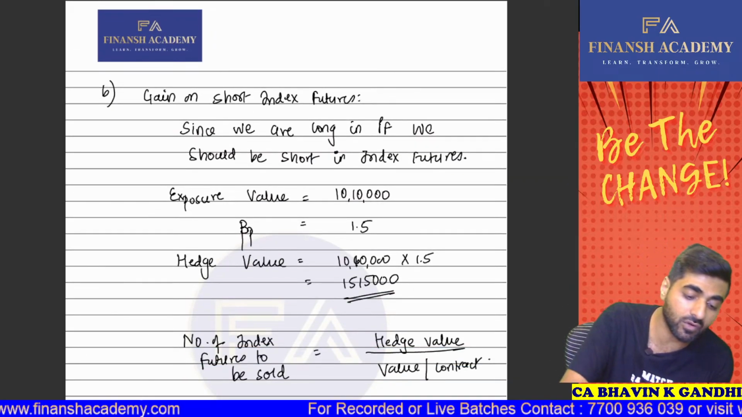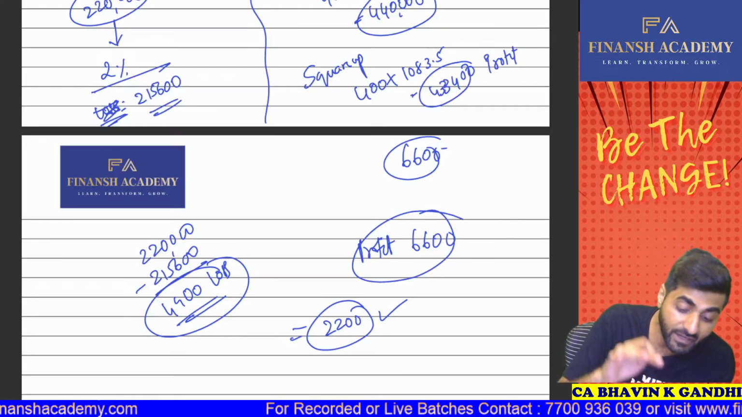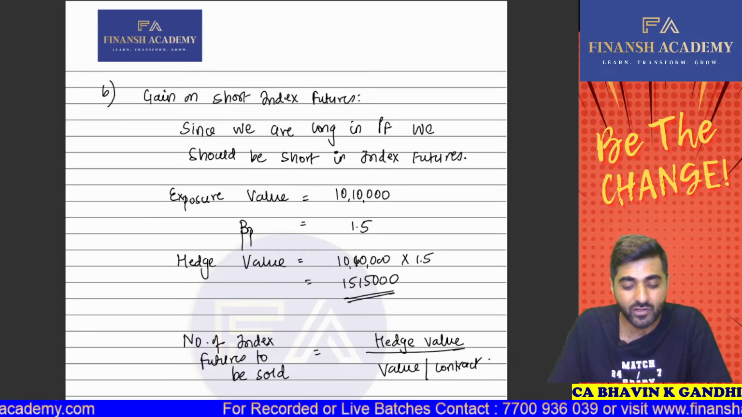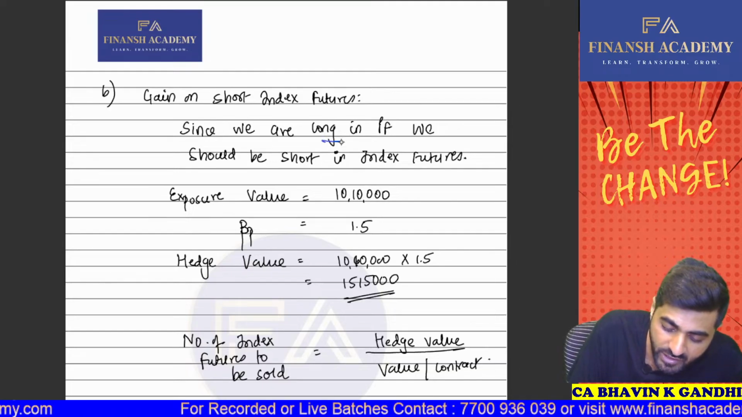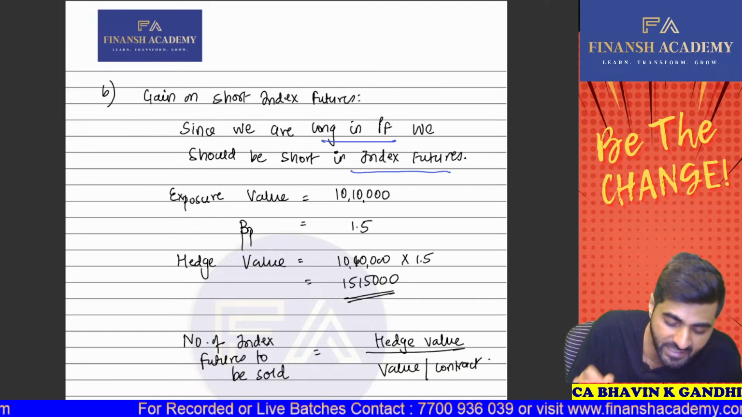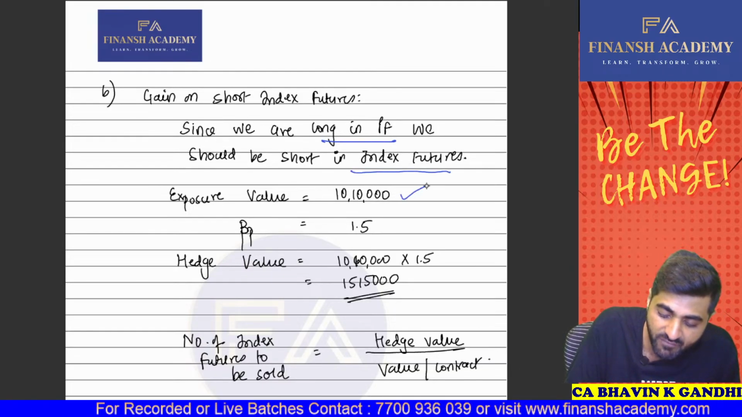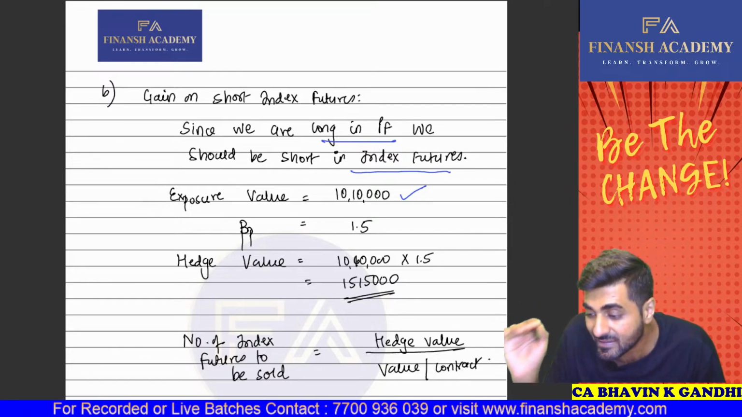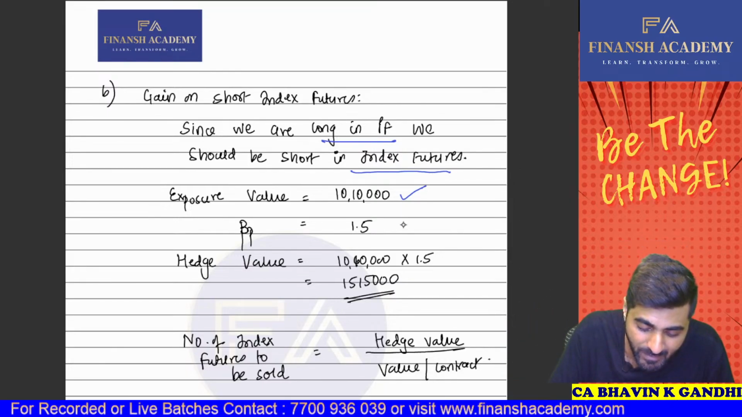Once we get the price of the future contract, which is 5050, the second part is what is going to be the gain. First of all, we have to understand that to calculate the gain, we are long in the portfolio, so we have to short in the index future. Our exposure value, which is the amount of investment, is 10,10,000. This I need to multiply by beta.